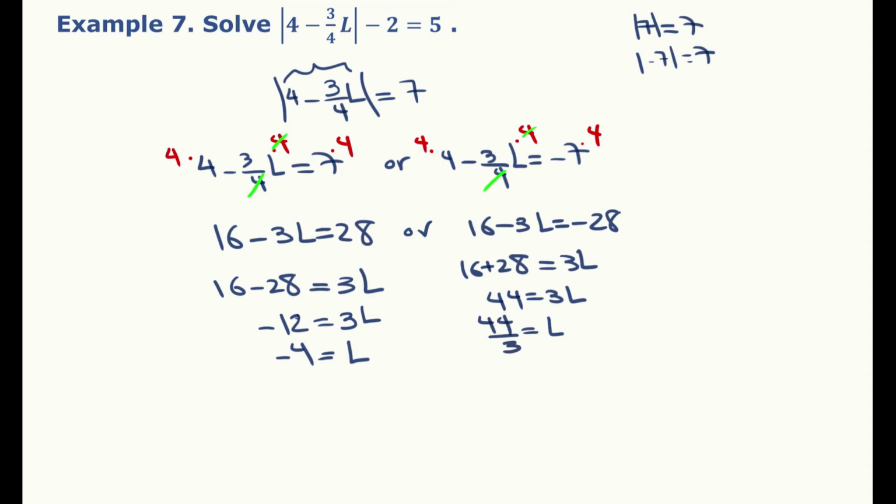Okay, so we'll go ahead and check this one quickly. So we want to know if the absolute value of 4 minus 3/4 times negative 4 minus, actually we need to close the absolute value here.